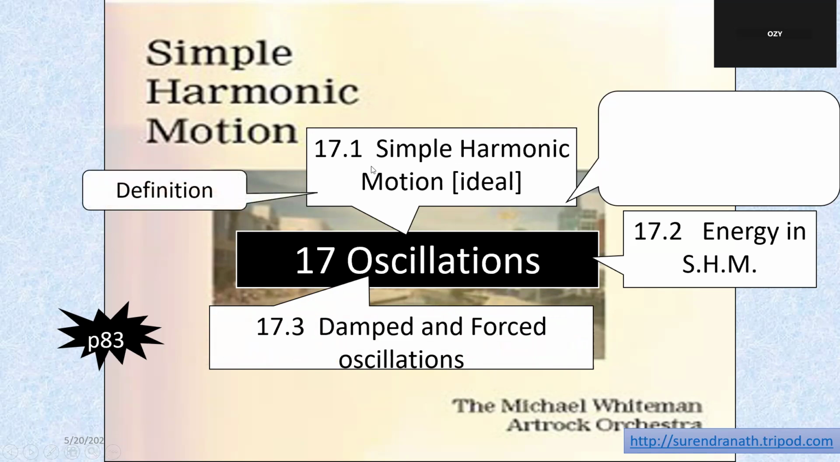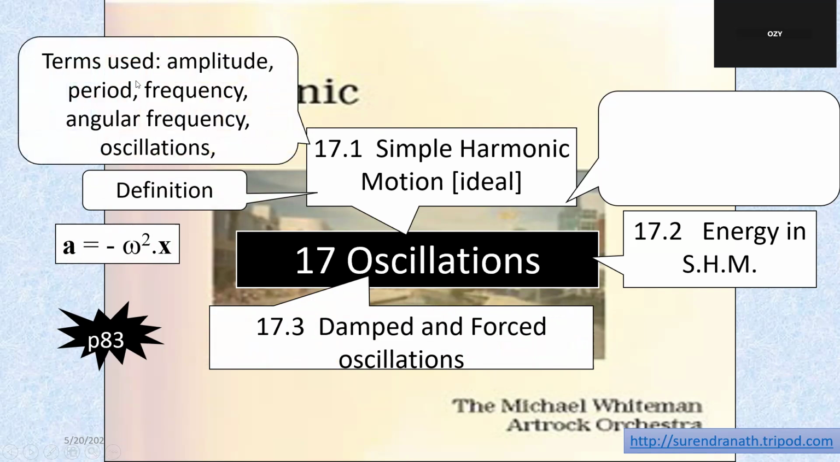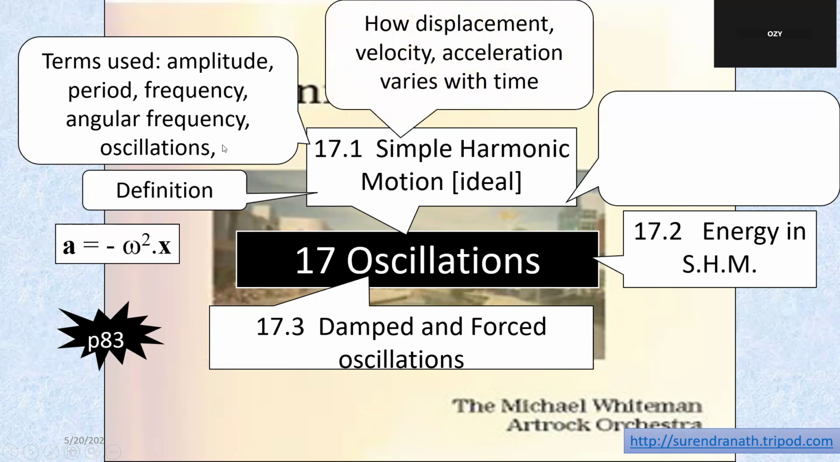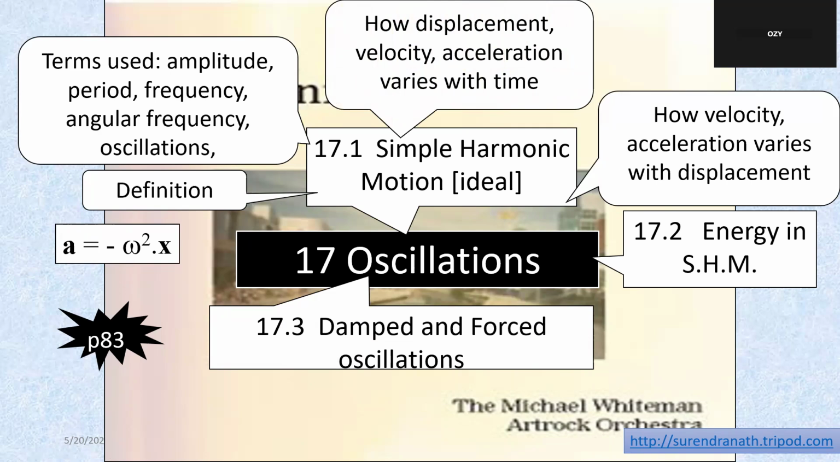For simple harmonic motion, we will define the term. There's a definition for simple harmonic motion in terms of acceleration. Then we define the terms amplitude, period, frequency, angular frequency, and oscillations. And we look at how displacement, velocity, and acceleration vary with time, and how the velocity and acceleration vary with displacement.